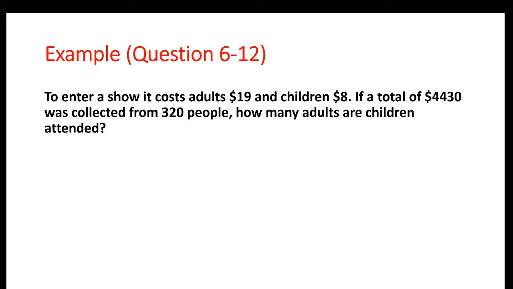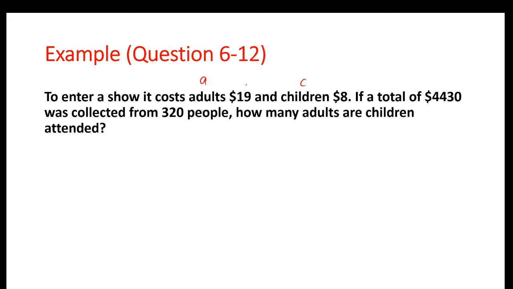All right, so this is the last example we're going to do. To enter a show, it costs adults $16 and children $8. I'll give you a hint: A, C. Pretty easy. Those are probably going to be what my pronumerals are. If the total of $4,430 was collected from 320 people, how many adults and children attended?